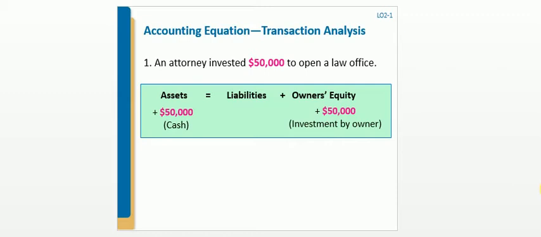Consider the first transaction where an attorney invested $50,000 to open a law office. The investment made by the attorney increases cash, which is an asset in the company. This also increases the owner's equity by the same amount, because this is an equation, and whatever you are doing on one side of the equation, the same must be represented on the other side, or the impact of the transaction must be shown on the other side. Note that the transaction has a dual effect on the accounting equation, and that the equation is in balance.